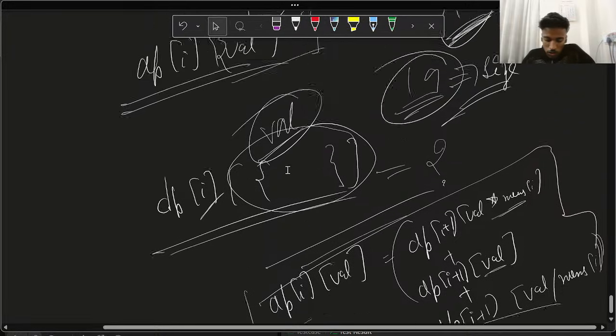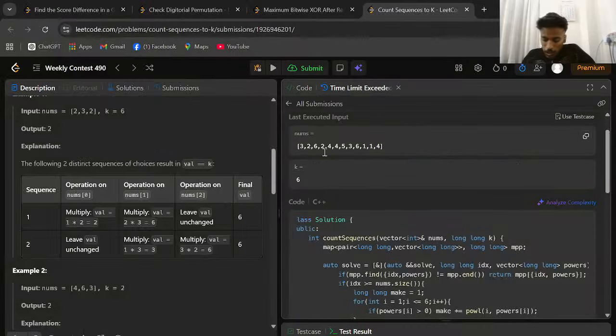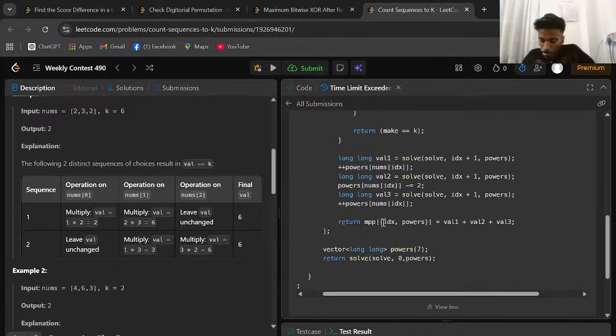This is exactly the same transition I'm passing here, but just in terms of powers. So val1 is index plus one with the powers array, leaving it as it is. Another option is to increase the power of that particular index, so I increase the power and pass the powers array. Next time, since you have increased by one, you can divide now, and you have increased the power, so that's why minus equal to 2 here. Again I passed the powers array. So this was another approach. Finally, for this particular index and powers array, you can do val1 plus val2 plus val3.